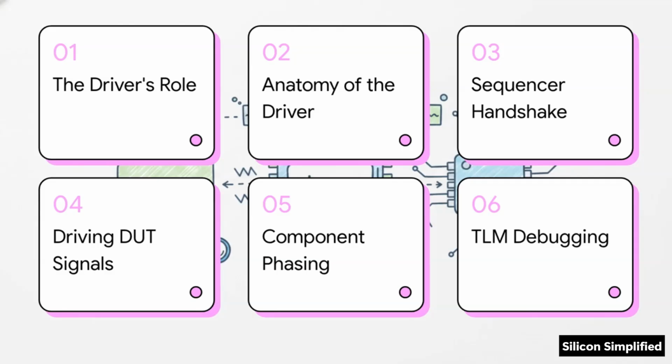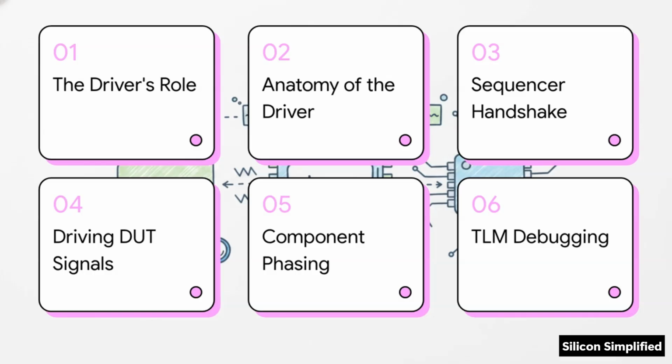Here's our roadmap for the explainer. We'll start with the driver's essential role, deconstruct its anatomy, break down the sequencer driver handshake mechanics, look at driving the actual DUT signals, understand component phasing and connections, and wrap up with debugging using TLM responses.